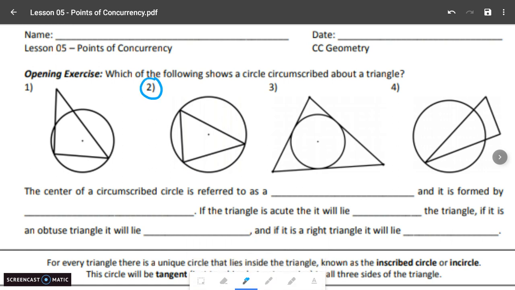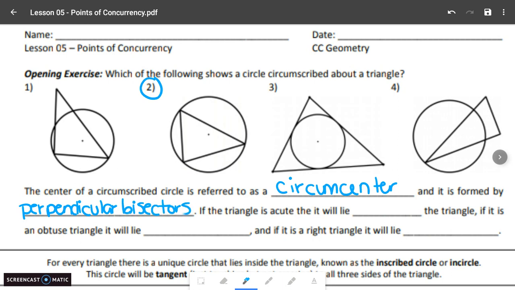The center of a circumscribed circle is referred to as the circumcenter. So we can remember how those two stay together: circumscribe, circumcenter. And it's formed by perpendicular bisectors. So remember, for this construction, we took the perpendicular bisector of two of the sides of the triangle, and we found the point where they intersected. That was our circumcenter. You could do all three sides, but once you have two, we already have enough.